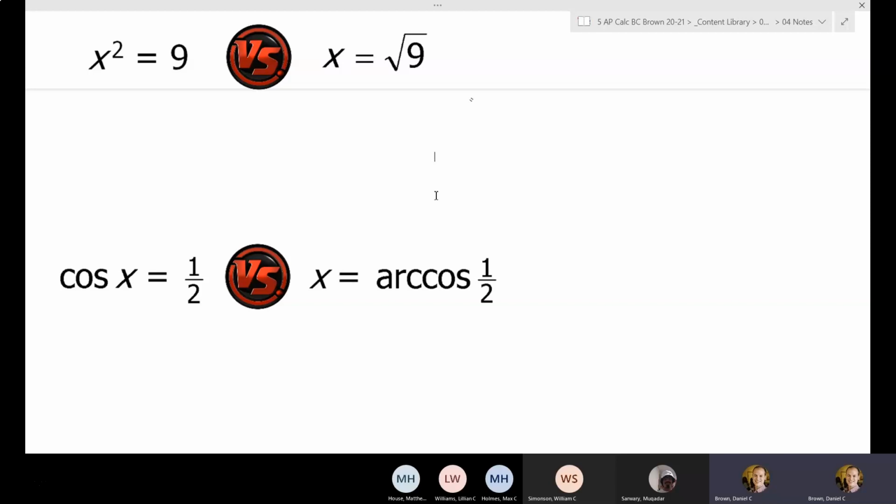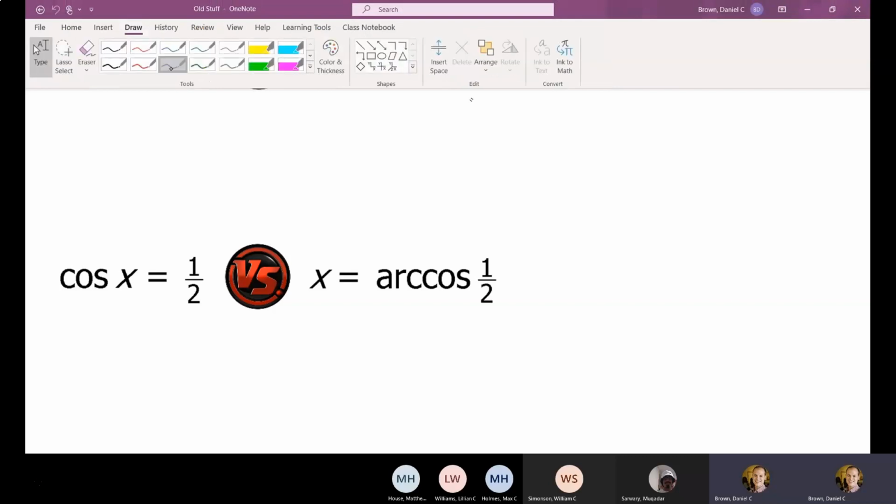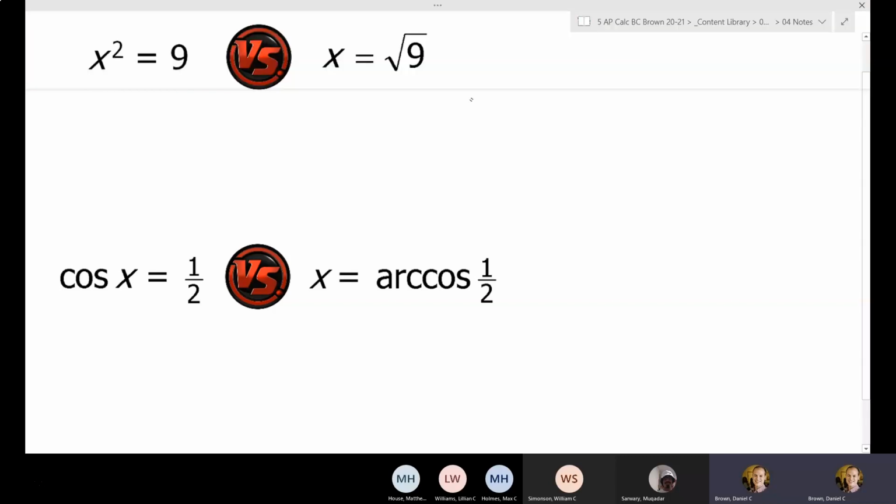Looking at these, like in the square root one, if I have x squared is equal to 9, we know that we can go ahead and take the square root of both sides. And when I take the square root of both sides, I get x is equal to plus or minus 3. It has two answers because it's coming from x squared is equal to 9.